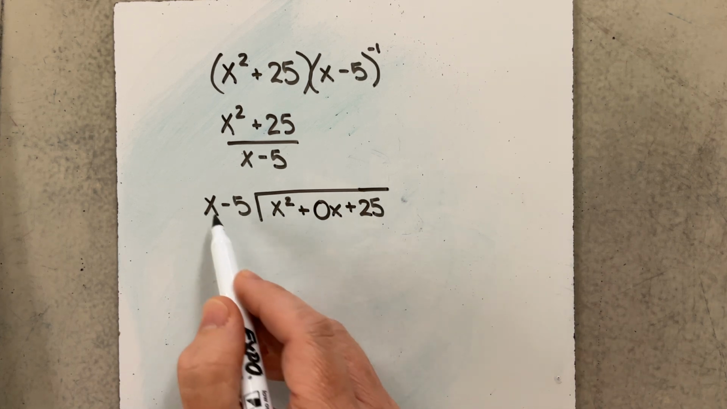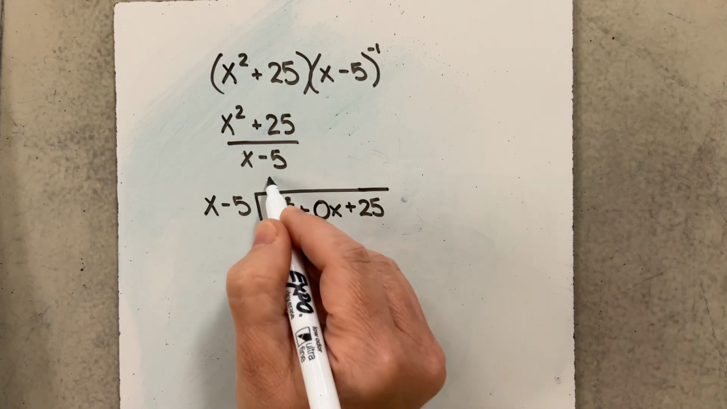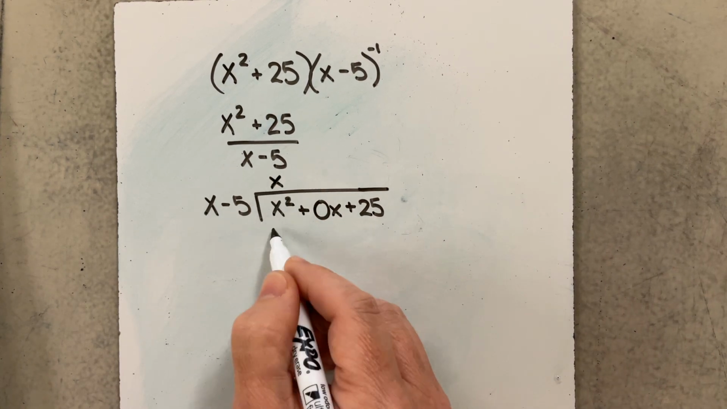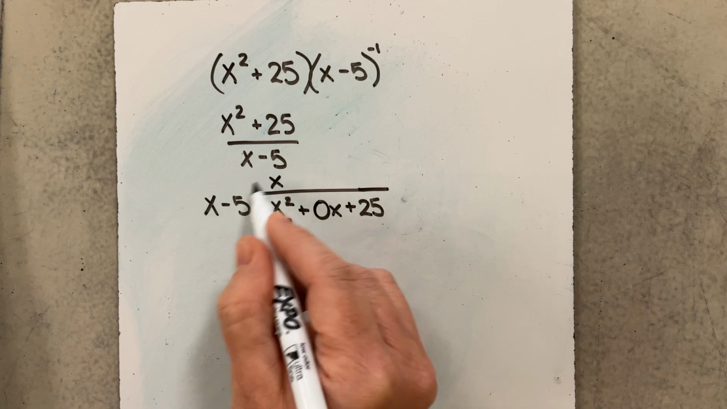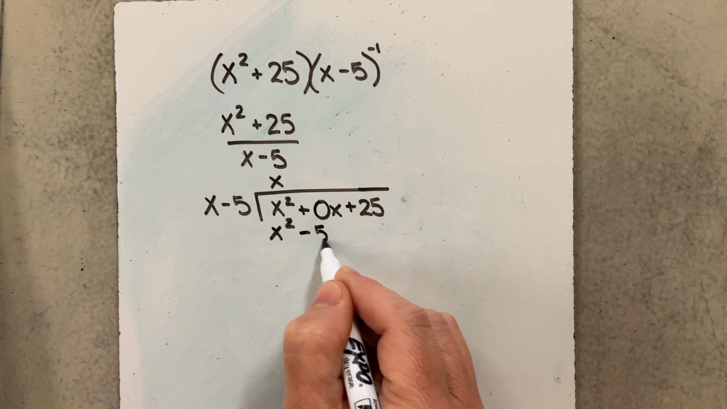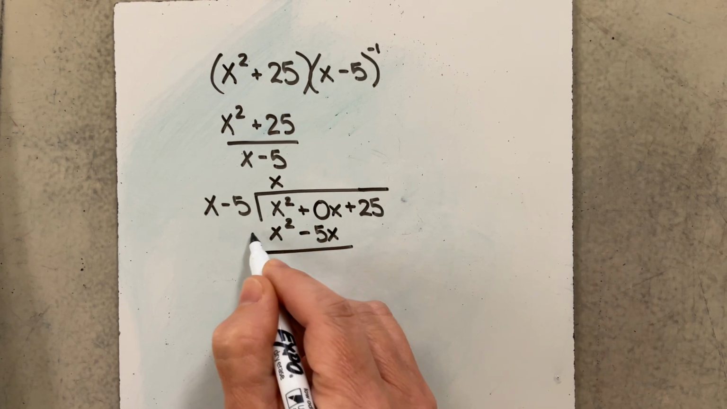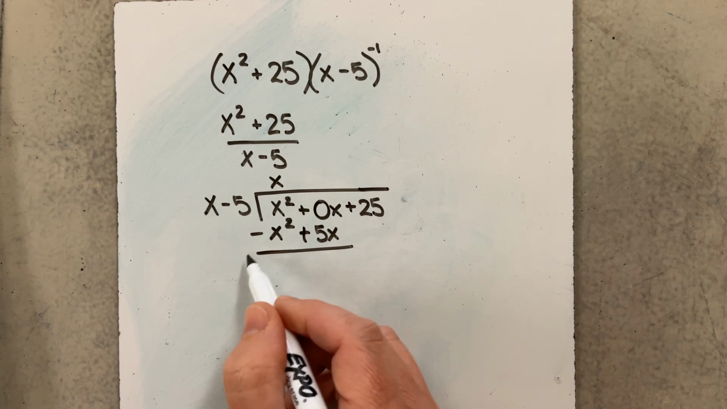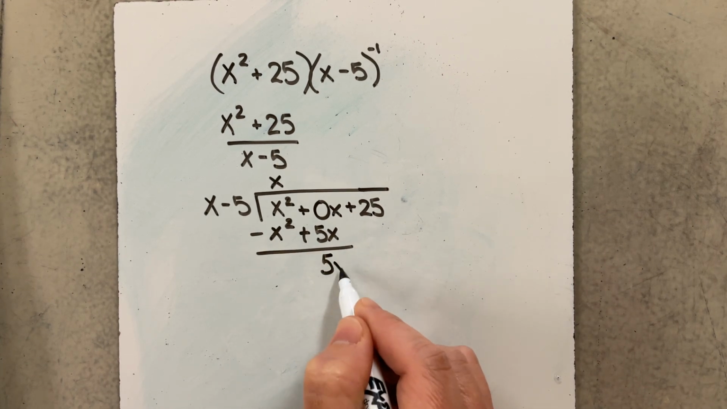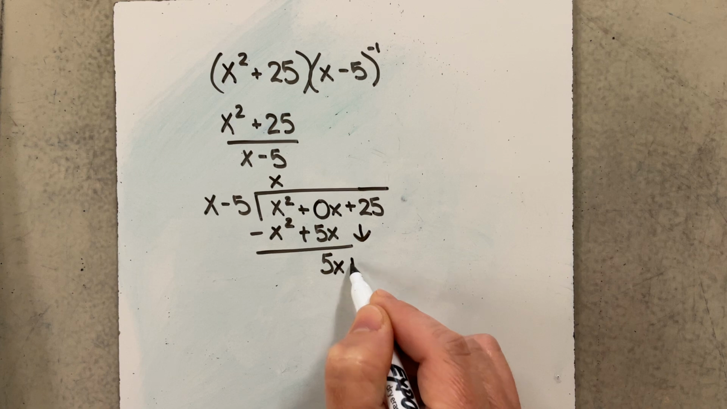Alrighty, so now x times what gives you x squared? We just need one more, so x times x is x squared. x times negative 5 is a negative 5x. Change your signs. They go away, leaving me with a 5x. And I'm going to bring the 25 down now.